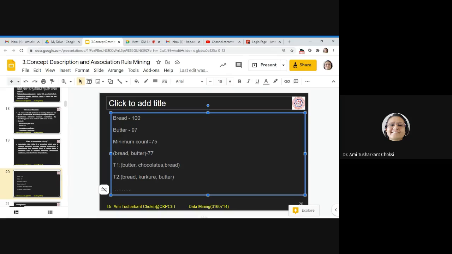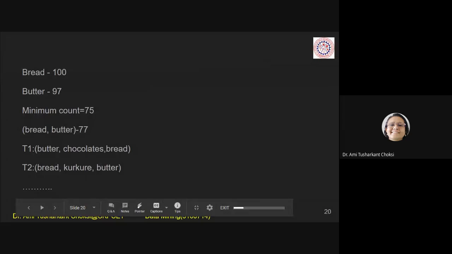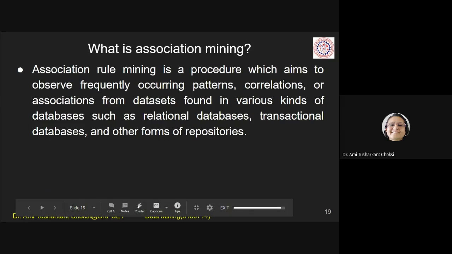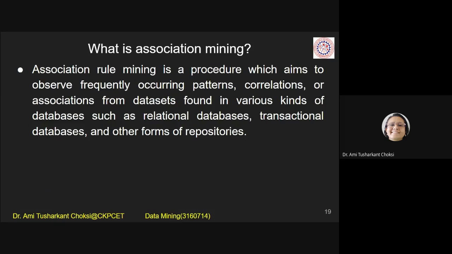So that's what we need to calculate mathematically. And for that, after analyzing the data, we give the rules. That is, if people purchase bread, they will purchase butter also. So that is what association rule mining is. The concept I have explained to you using the example. All these things we will see in detail.